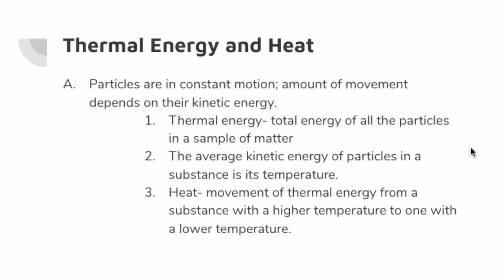You can find an average by adding up a group of numbers and dividing the total by the number of numbers in the group. For example, the average of the numbers 2, 4, 8, and 10 is 2 plus 4 plus 8 plus 10. You divide that by 4 because there are 4 different numbers, and 6 is your average. Temperature is different from thermal energy because thermal energy is the total and temperature is an average.